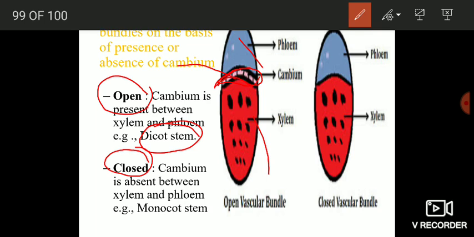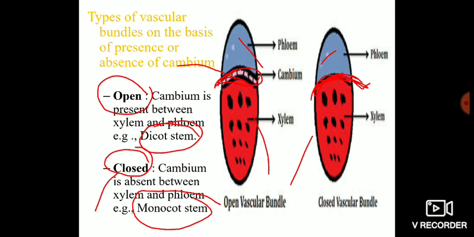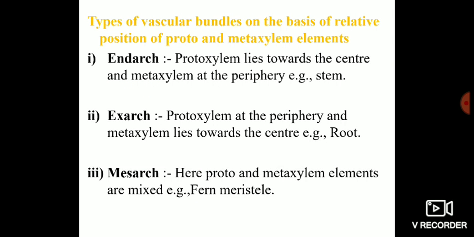Another type is closed vascular bundles. Those vascular bundles in which cambium is absent between xylem and phloem are known as closed vascular bundles. Example is monocot stem. Here you can see there is no cambium present between xylem and phloem. They are closed for secondary growth. They cannot go for secondary growth. Example is monocot stem.